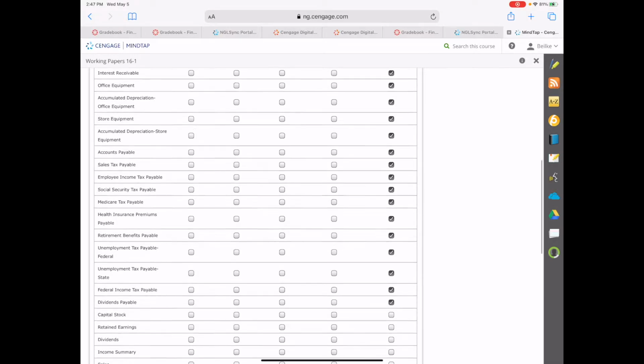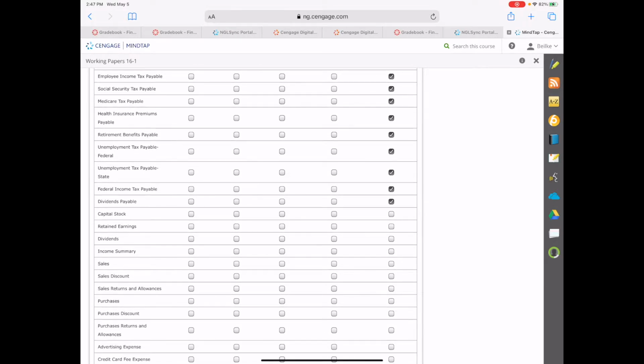Okay, then our next section we have is capital stock, retained earnings, dividends, and income summary. Those all fall in our stockholders' equity. Our stockholders' equity is part of our balance sheet. So again, those will not be on our income statement. They are on another financial statement.